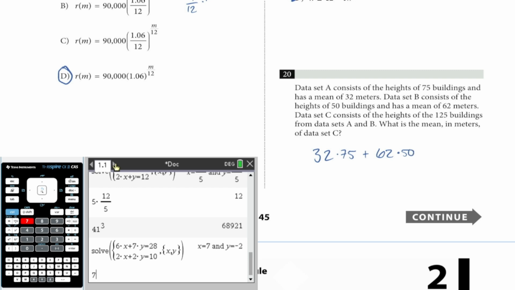So what I just found is this part right here is all of the heights added together of data set A. This part is all of the heights added together of data set B. And so how many did I just do in total? Well, in total, there's 125 buildings. So I have to do divided by 125. So we're not using solve. This is just normal math. So I'm just going to type it in how I have it. So I'm going to do control divide.